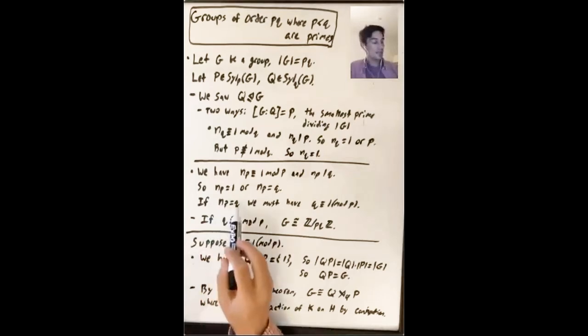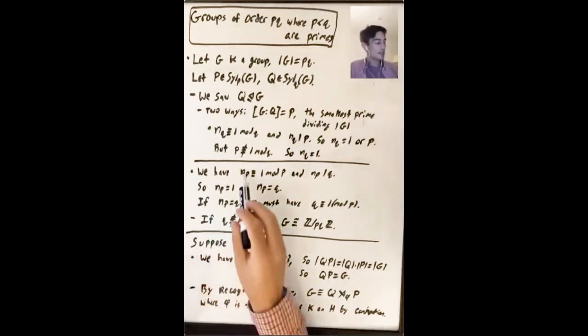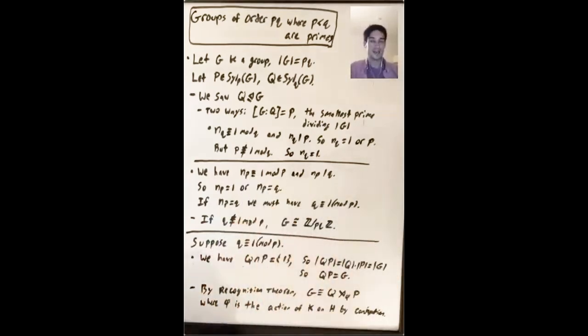If n_p is q, that means that q has to be 1 mod p. So what have we seen? If q is not 1 mod p, then G is cyclic of order pq. So now let's look at the case where q is 1 mod p. What can we say about Q and P?